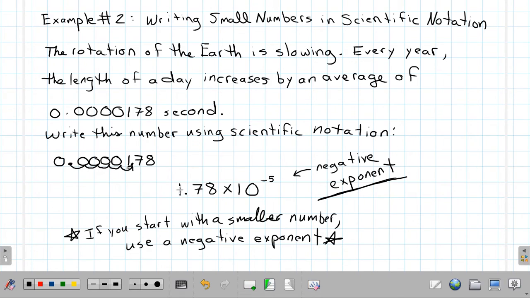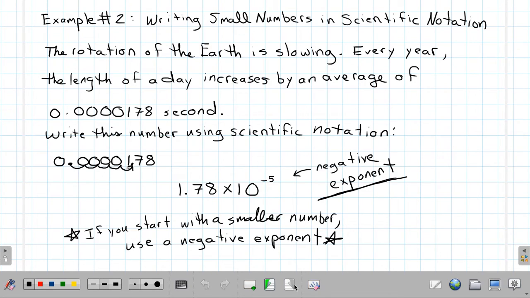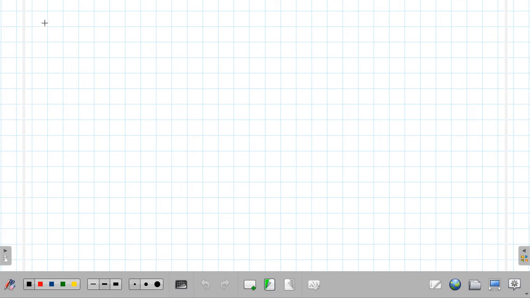We want to take this number 1.78, and in this case, if we want to write it as an actual number, we're going to want to make it smaller, so we need a negative exponent. Just like in this example, we wanted to take this 3.4 and make it bigger, because we want to write it as a number in standard form. We would have to make it bigger, so we need a positive exponent. Okay. And that's pretty much it. Now, we'll go over example 3 here. Example 3 has the same kind of feel as what we just did, except you got to do one extra thing, okay? So let's look at example 3, and we'll wrap this section up.